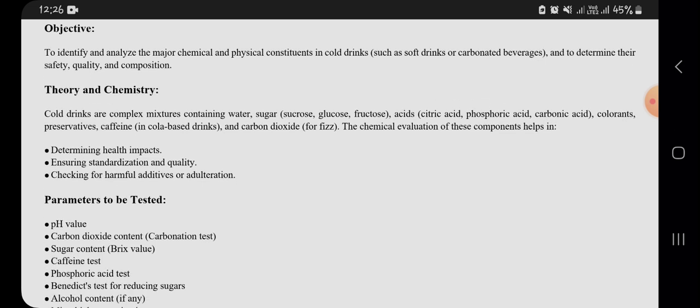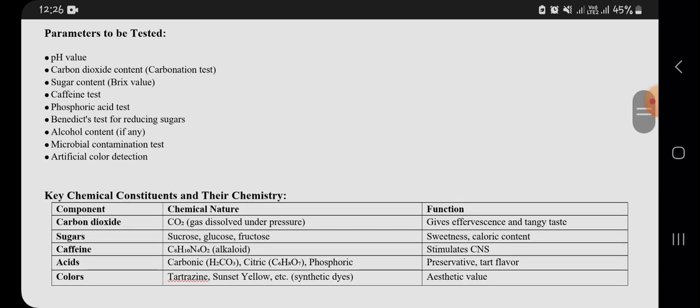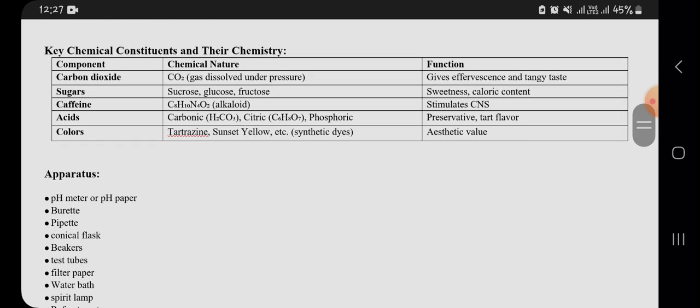adulteration. Parameters to be tested: pH value, carbon dioxide content, which is also known as carbonation test, sugar content like Brix value, caffeine test, phosphoric acid test, Benedict's test for reducing sugars, alcohol content, microbial contamination test, artificial color detection. Key chemical constituents and their chemistry.